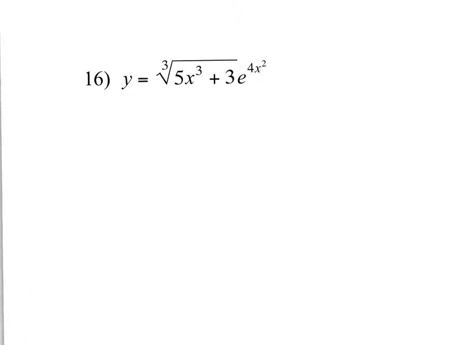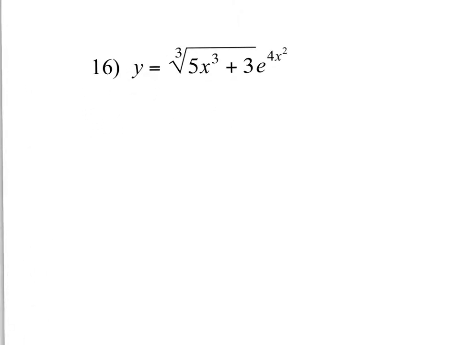Okay, and then we've got number 16. This is another product rule. The first thing I'm going to do is to rewrite the first part, which is the cube root, as 5x cubed plus 3 to the 1/3 power. And that's times e to the 4x squared.